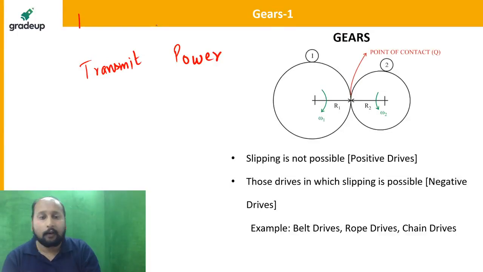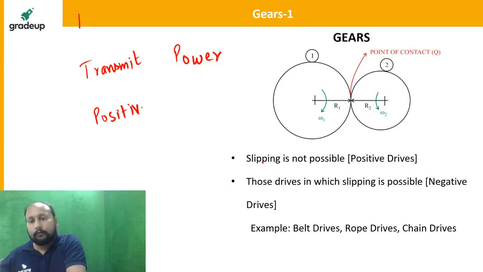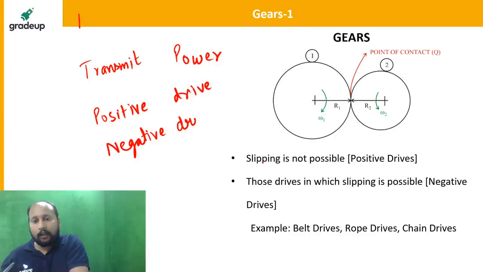No slip. Very good. Now, if I talk about gears, gears basically transmit power where there is no slip. Got it? Yes. Very good, Mohammed. Slip problem is not there. Now, if I talk about the drive, there are basically two types of drives. The first is positive drive, and the second one is negative drive.